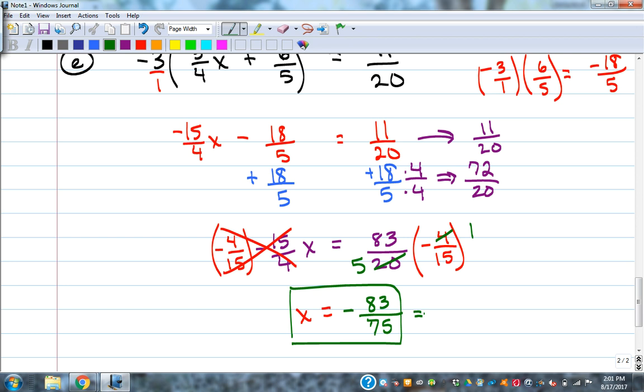Now is there a mixed number that goes with this one? Yeah, top number's bigger, so we know it needs to be a mixed number. Negative 1 and 8 over 75. Process is exactly the same. It's not changing. It's just the rules for adding and subtracting those numbers have to be followed. Okay.